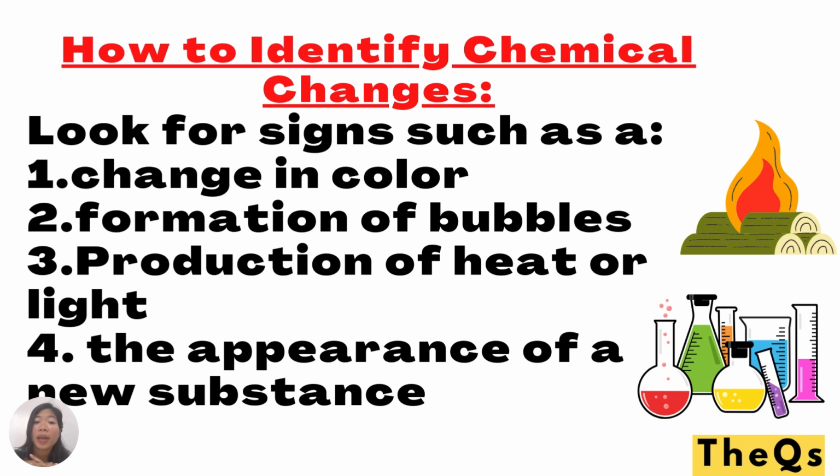How to identify chemical changes? Look for signs such as change in color, formation of bubbles, production of heat or light, the appearance of a new substance. So these are the identification for you to know if there are changes in the material, if that is chemical change or reaction.